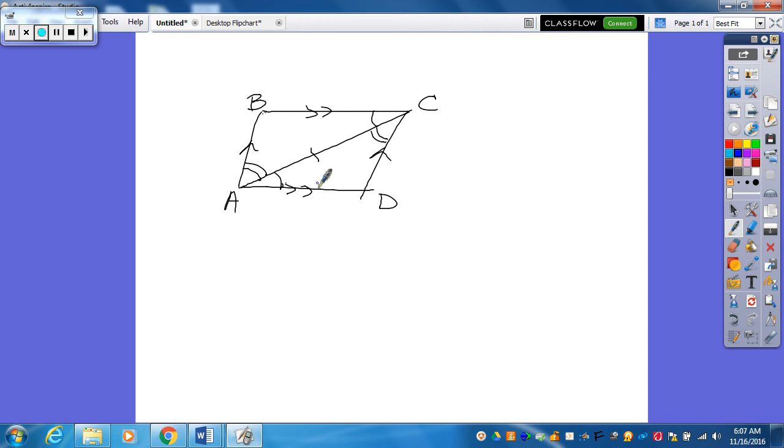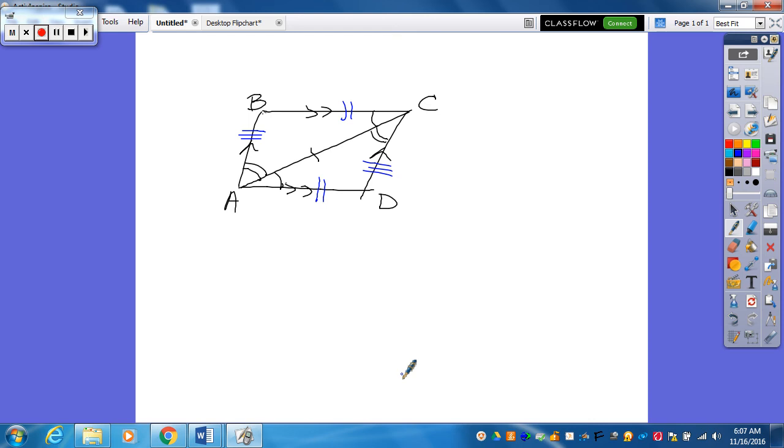So I know that this side AD would be congruent to this side BC, and I know that this side AB would be congruent to this side CD. So if I go back to that theorem there, opposite sides of a parallelogram are, what I want you to jot down is: they are congruent. Opposite sides of a parallelogram are congruent.